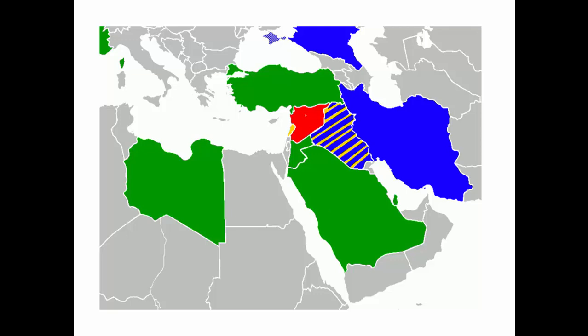In this map, you can quickly see which countries support Assad and which countries support the rebels. So all the countries in green, first Turkey, then Libya, then Saudi Arabia, Jordan, these are supporting the rebels. Then the blue countries, this is Russia here and then this is Iran. So these are supporting the government of Syria. And Iraq is not in a position to support anyone. Iraq itself is fighting its civil war.